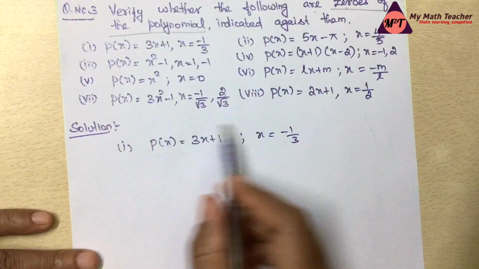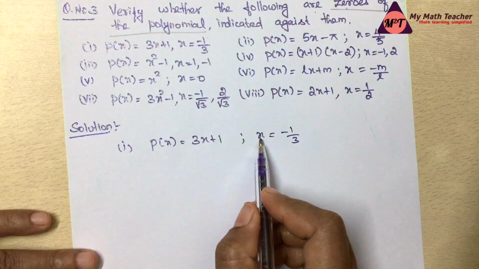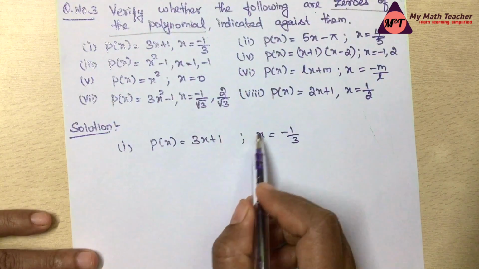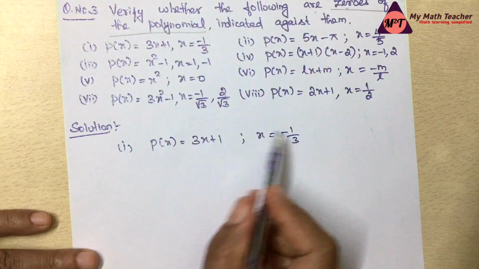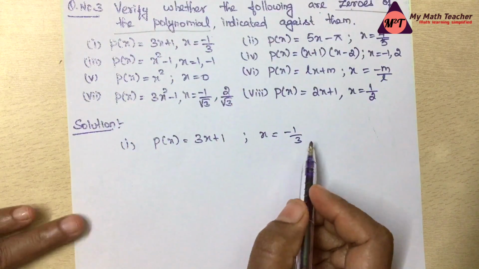Now this is the first subdivision. P of x is equal to 3x plus 1. X value is given as minus 1 by 3. So in the place of x, we have to substitute this value and check whether the given value is a zero of the polynomial or not.